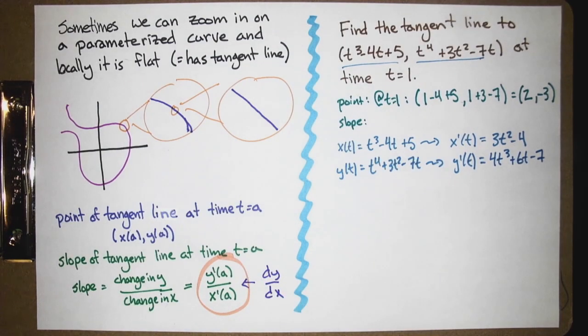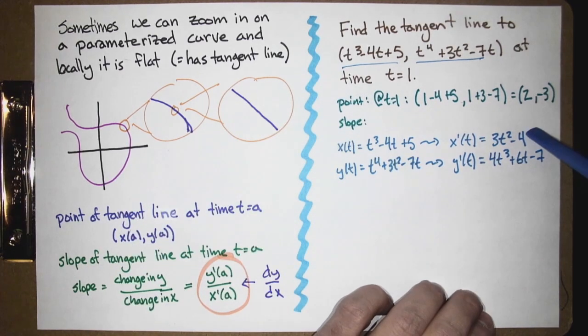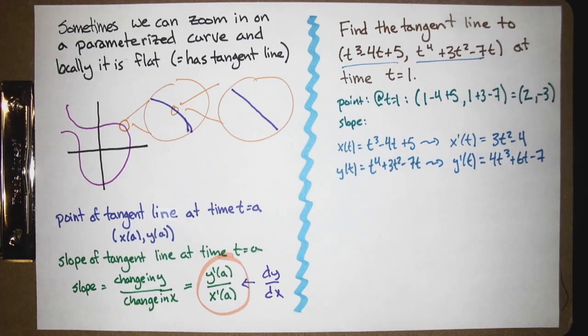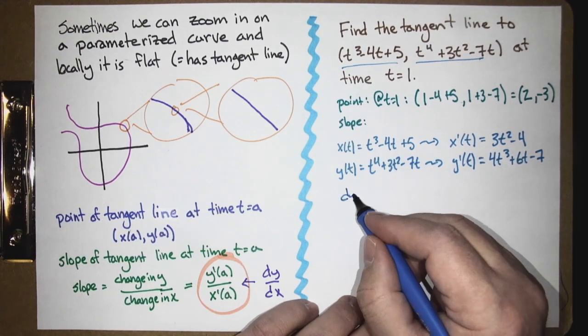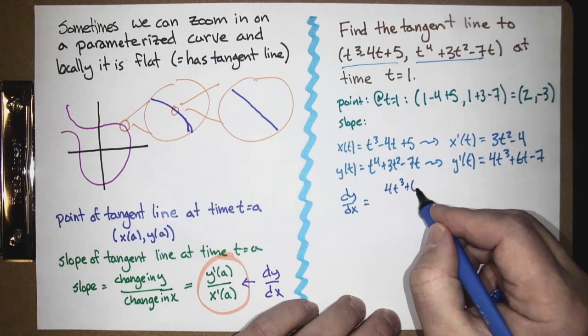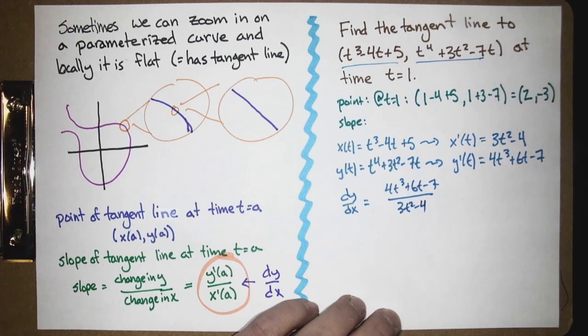Good. Now you're like, that doesn't seem like you've made any mistakes. No. Here's where I make my mistake. Because I often think of x and y, and I say, oh, take 3t squared minus 4 over 4t cubed plus 6t minus 7. But no, don't do that. What should be on the top? The y stuff. So really when we're looking at dy dx, it'll be 4t cubed plus 6t minus 7 divided by 3t squared minus 4.